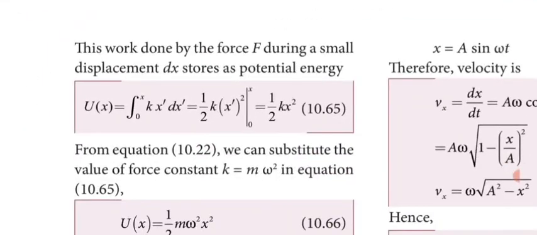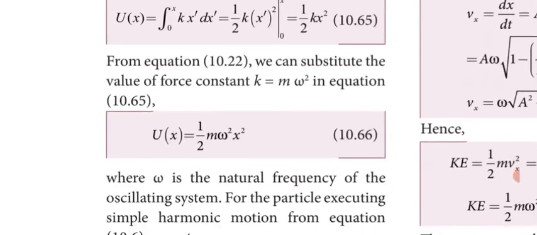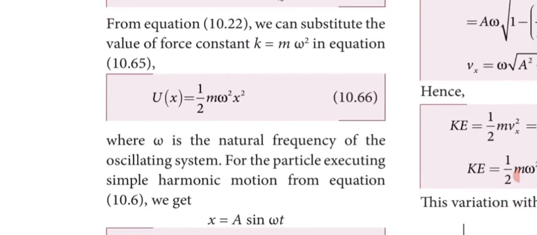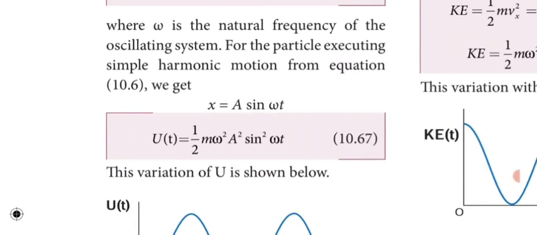The work done by the force F during the small displacement dx is stored as potential energy. So U of x is the integration from 0 to x of kx' dx', which gives half kx' squared. You know how to integrate and substitute the limits, so you get half kx squared. We can substitute the force constant k as m omega square. So U of x is equal to half m omega square x square, where omega is the natural frequency of the oscillating system.